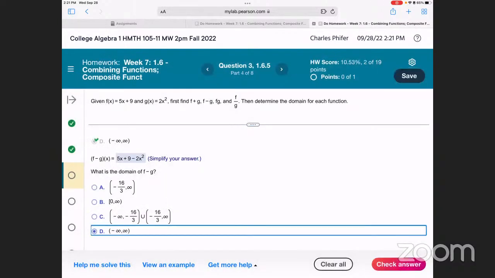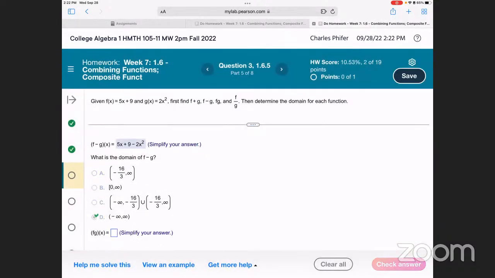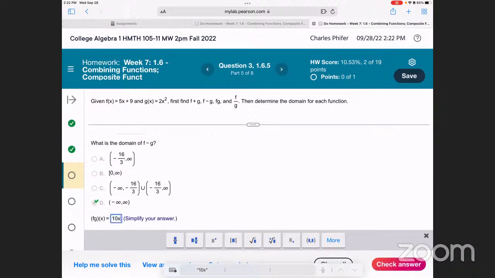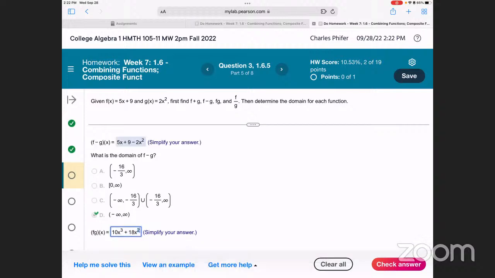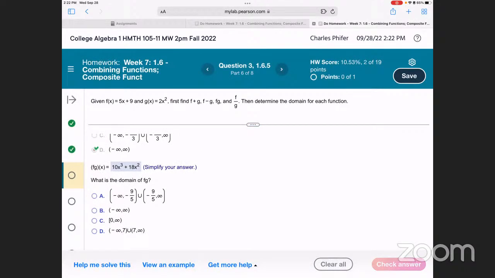And again, it's just all reals for the same reasoning as the previous one. F times G. If we say F times G, looks like we might need to distribute that 2x squared. So 5 times 2 is going to be what? 10x to the power of 3, plus 9 times 2 is 18x squared. All reals.